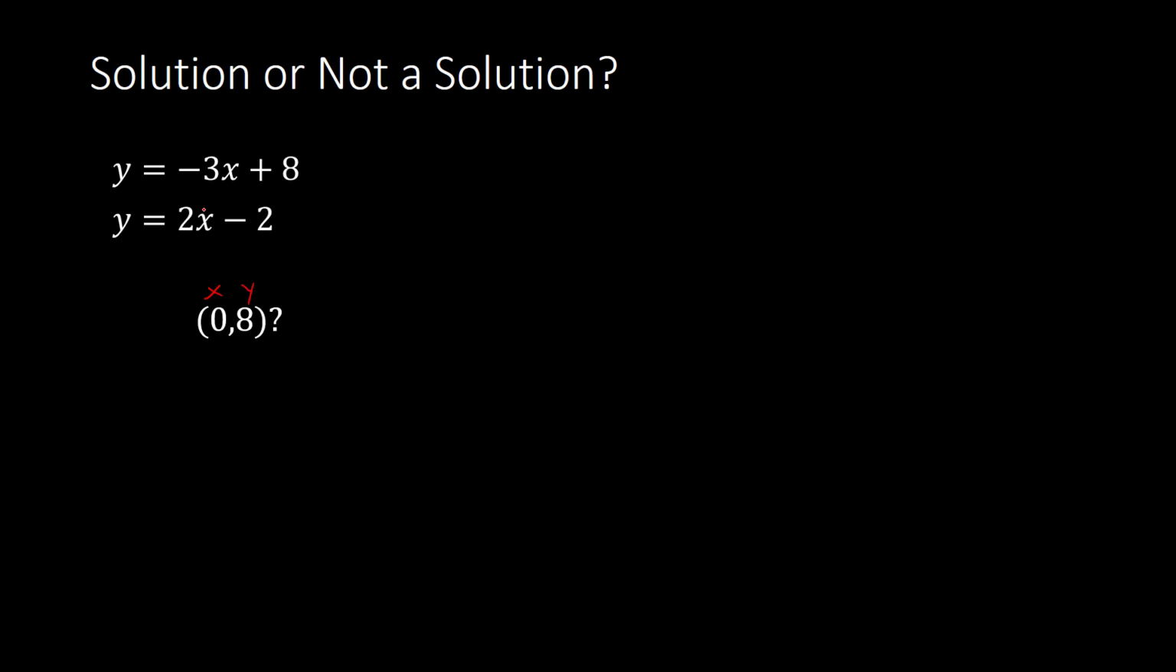So looking at the first equation, I could plug a 0 here in for x, and then I could plug an 8 over here in for y. So when I do that, I have 8 equals negative 3 times 0 plus 8. Negative 3 times 0 is just 0. So you have 8 equals 0 plus 8, which would be 8 equals 8. So therefore, it would be a solution to that first equation.